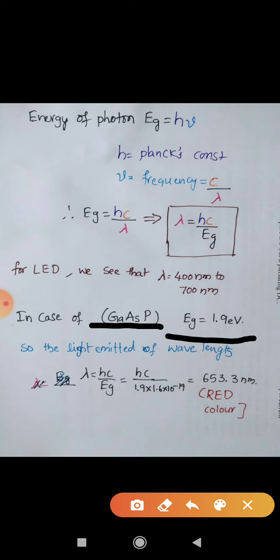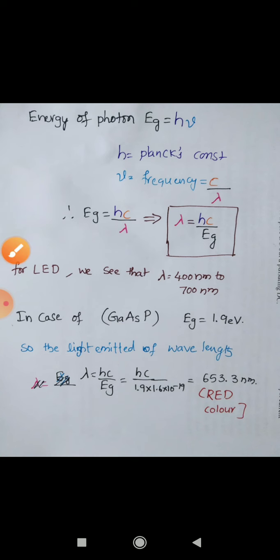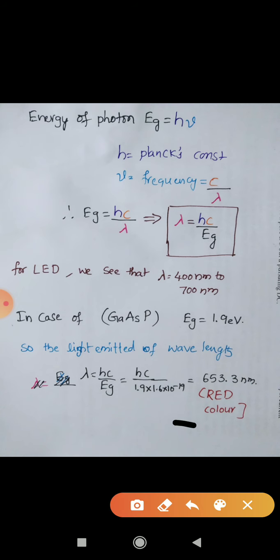Now you take this energy gap and substitute in this formula, you will get wavelength as 653.3 nanometer, which is typically the wavelength of red color. So a light in the form of red color is emitted. So this indicates that when you choose gallium arsenic phosphorus of energy gap 1.9 electron volt, you will get a wavelength of red color 653 nanometer.